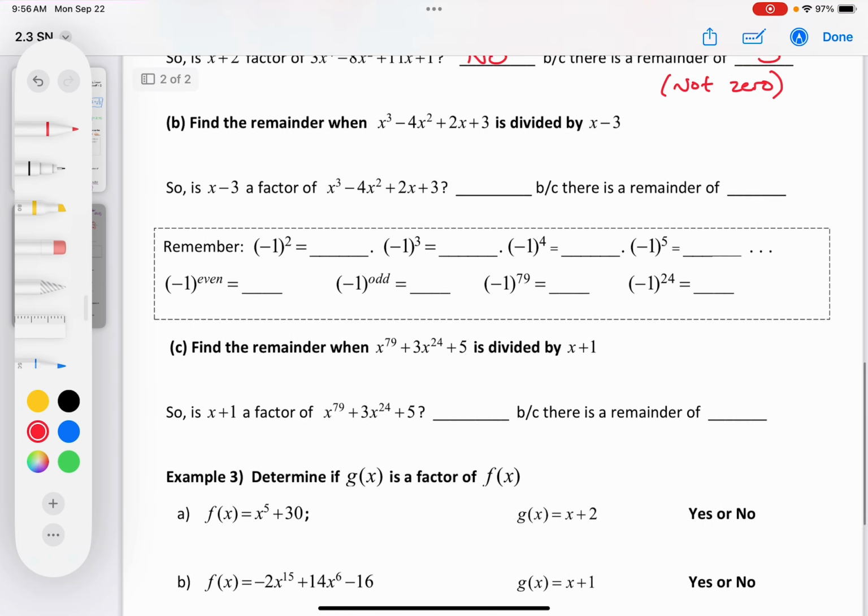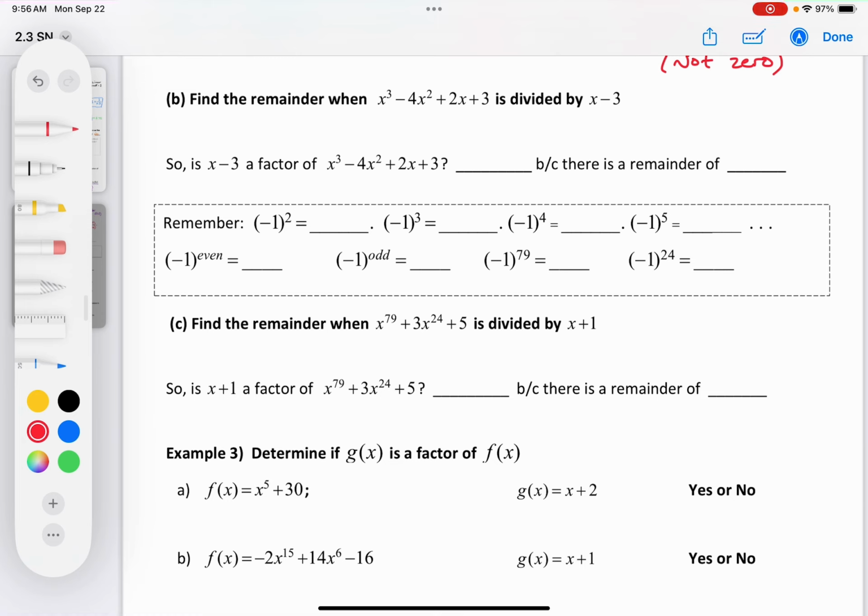Now we're going to do the same thing again. Find the remainder when it's divided by x minus 3. So remember, the remainder should equal f of 3. X minus 3, that's like saying x minus positive 3. So we put in a positive 3. And we want to see what we get out. So every x we're going to replace with a positive 3. So we've got 3 cubed minus 4 times 3 squared plus 2 times 3 plus 3.